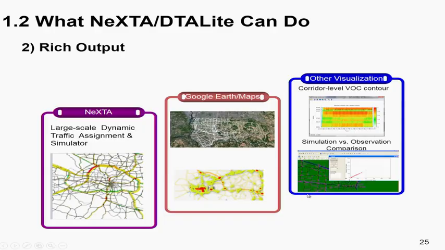So we will spend some time today looking at the rich output of NeXTA, and we can have other visualization forms in NeXTA, in Google Earth, and in other 3D animation. But the more important thing here is that you need to understand that the NeXTA interface itself has a wide range of vehicle, origin, destination, and all the temporal-spatial components for you to use.